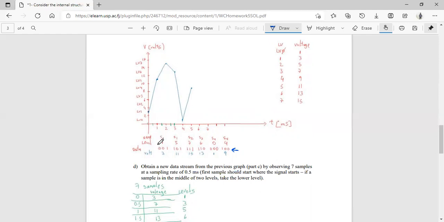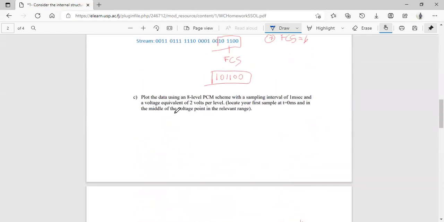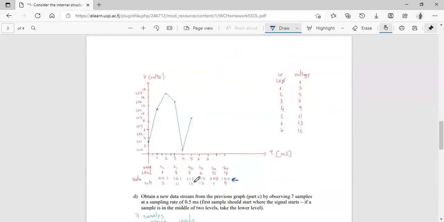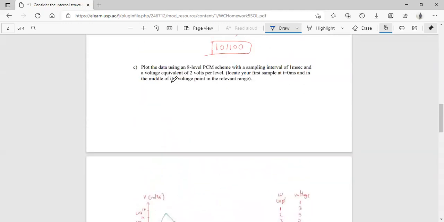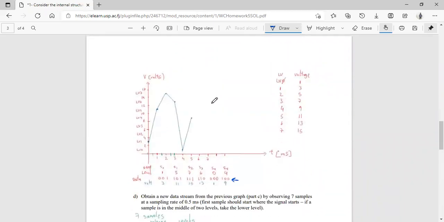So based on this, after grouping the data stream into sets of 3 bits each, we find the decimal values that will represent the level at which the signal is present, right? And based on the question, it says locate your first sample at t is equal to 0 milliseconds. So we have to start at t equal to 0 milliseconds and plot all these data streams. And it says in the middle of the voltage point in the relevant range. So for sample 0 at t equal to 0, it falls in level 1.